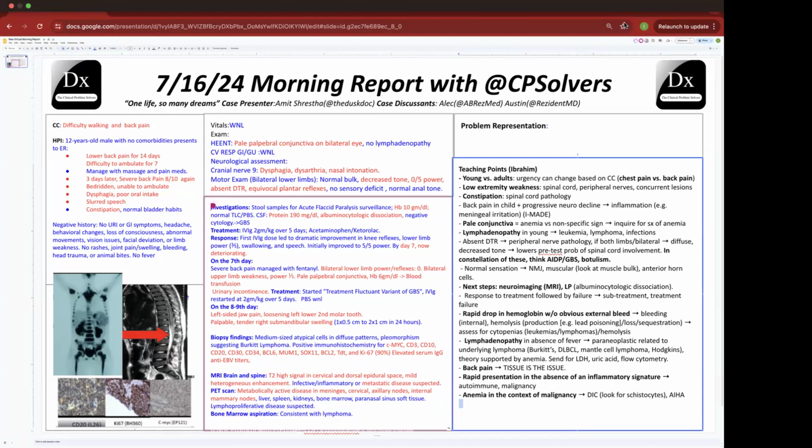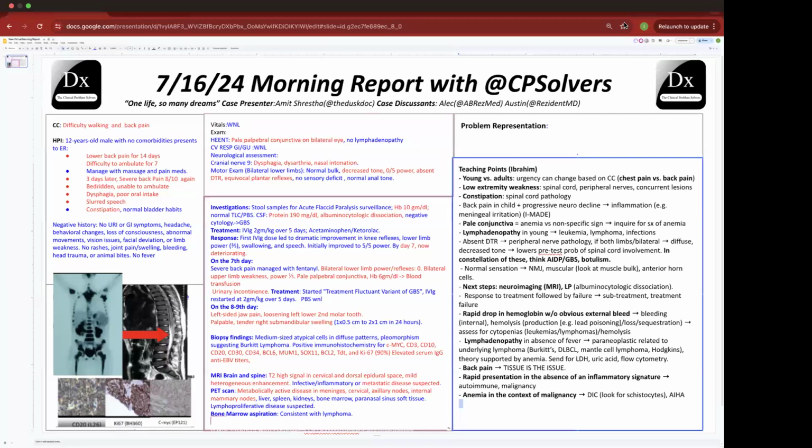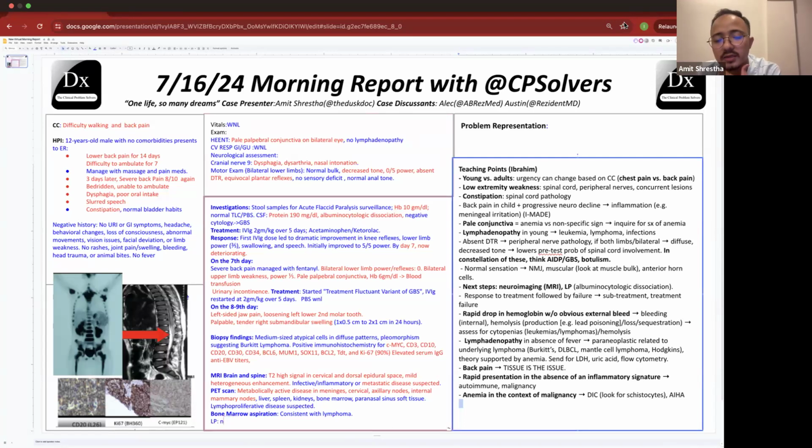Yeah, thanks so much for the case. Just to clarify, did we ever get a repeat LP? And if we did, did that show any cells at that time? Or did it always just continue to show a high protein but normal cells? Oh, yeah, definitely. We did a repeat LP, and there were no cells. The albuminocytologic dissociation of GBS was not present at the time of the second LP.